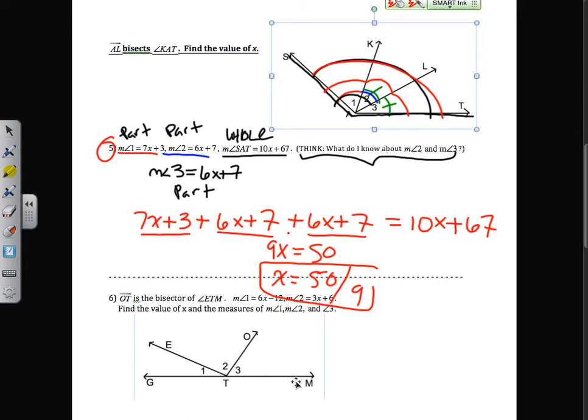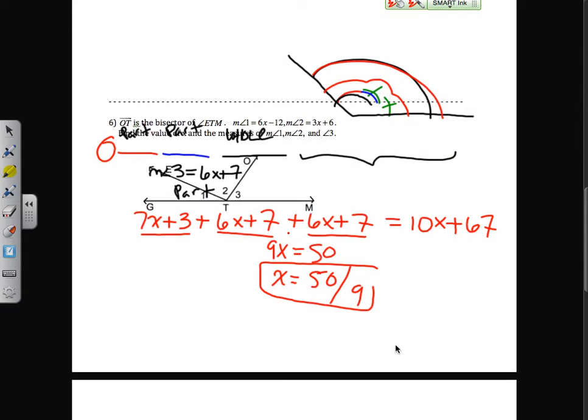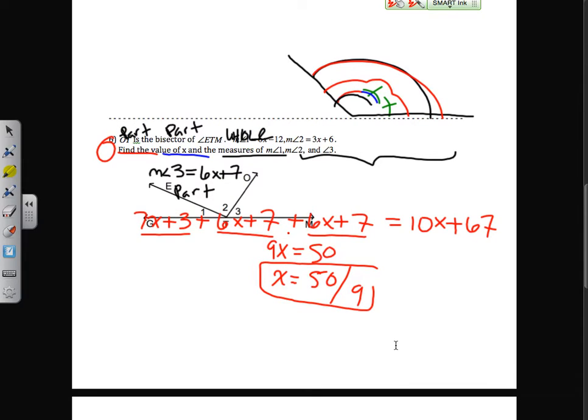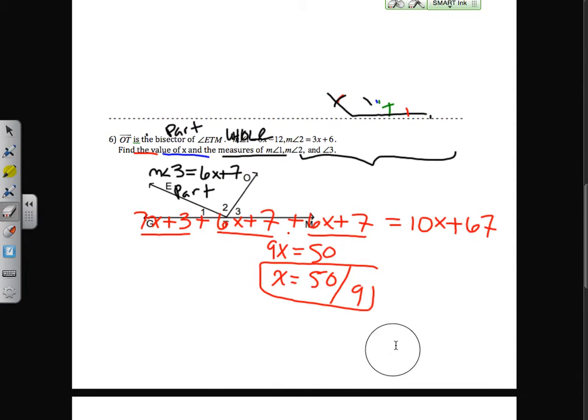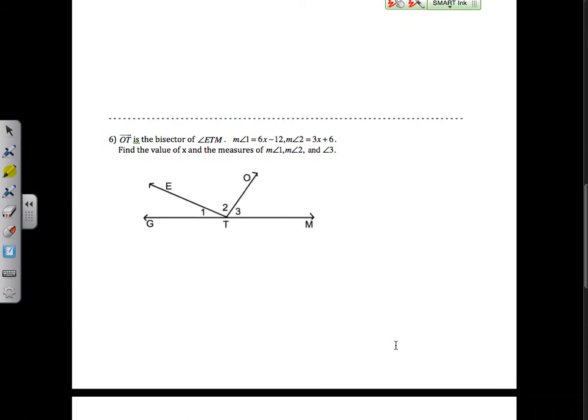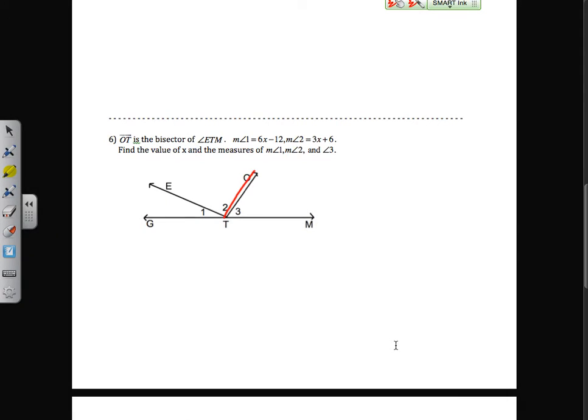Okay, let's do number 6. Last one. All right, OT is the bisector of ETM. So immediately I hear bisector and I think, all right, I got congruent angles. So I locate OT, right? That's the bisector of ETM. Okay, so I know that angle 3 and angle 2 are congruent.